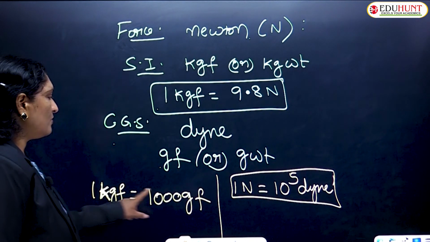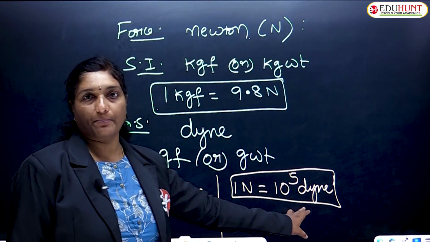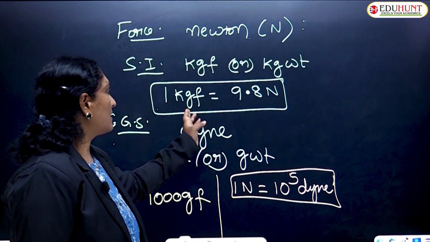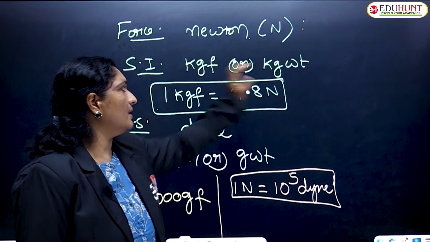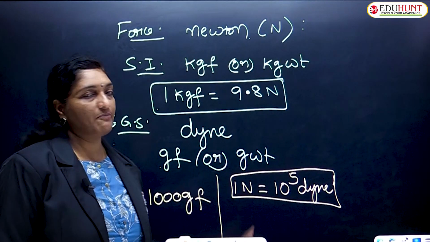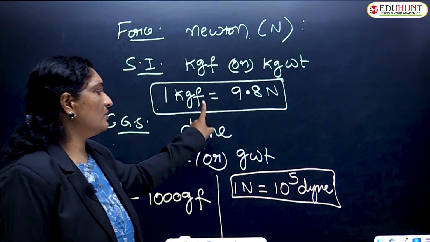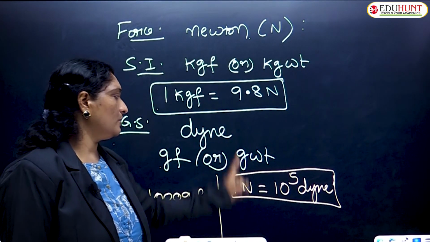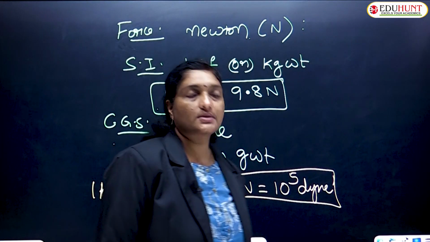So 1 kg force is equal to 1000 grams force, and 1 Newton is equal to 10 power 5 dynes. And remember, kg force or kg weight, gram force or gram weight mean the same. So 1 kg force is equal to 9.8 Newton and 1 Newton is equal to 10 power 5 dynes. So try to remember this.